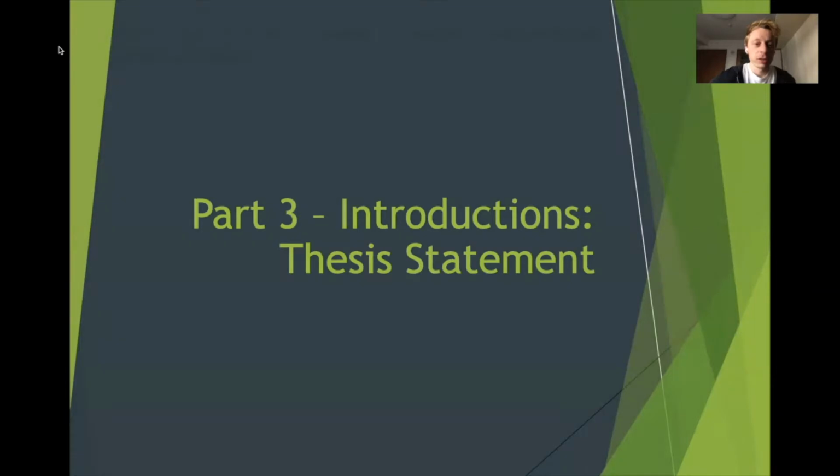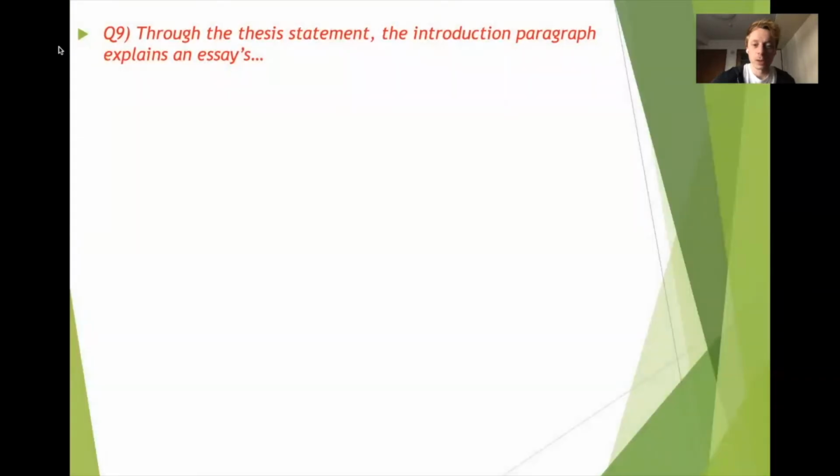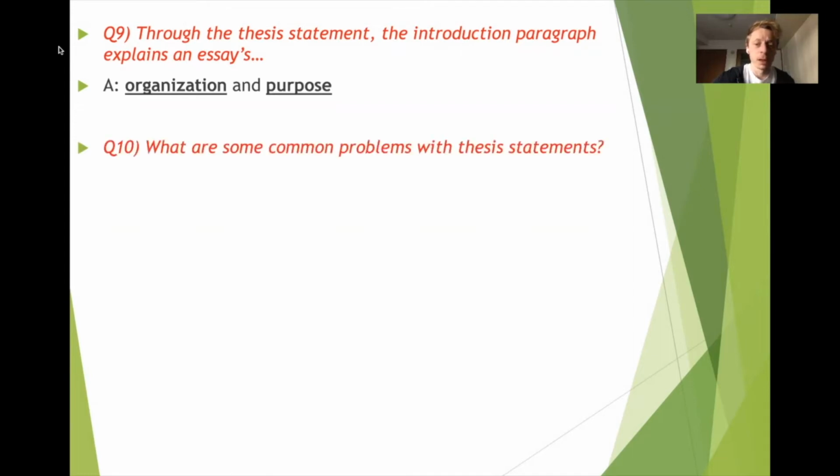Thesis statements. Through the thesis statement, your intro paragraph will explain your essay's organization and purpose. Okay, it explains how it's organized and why you are writing this essay. Some of the common problems with thesis statements, well, there were 3 major ones. Often they're too general, or they're too simple, or too obvious.